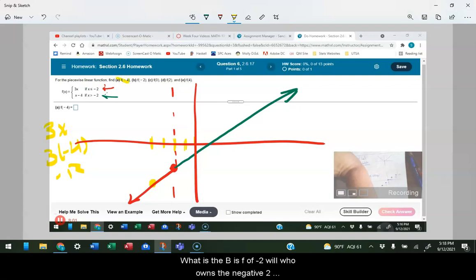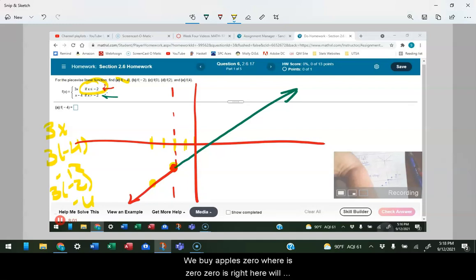What is B? B is f of negative 2. Well, who owns the negative 2? Does the red line or does the green line own negative 2? And since this one has the or equal to, that means it gets the negative 2. Okay, so I'm going to shove a negative 2 into the red line. So 3 times negative 2 is negative 6. So right here is negative 2 comma negative 6.